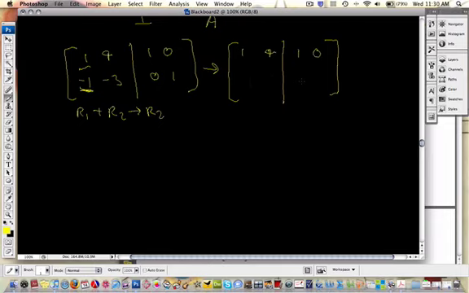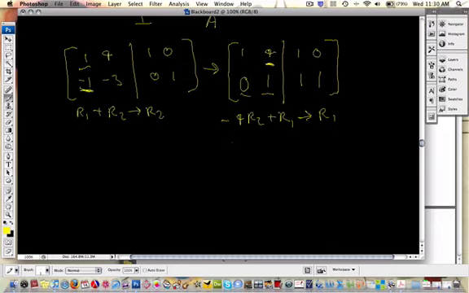Okay. Second row should be 0, 1, 1, 1, right? I just added row 1 and row 2. That's my new row 2. So now this is a 0. That's what I wanted, and that's a 1, conveniently enough. So that's what I wanted also. Now I need to take care of this. That needs to be a 0 instead of a 4. And I'm going to use that 1 to make that a 0. So I'm going to do negative 4 times row 2 plus row 1.